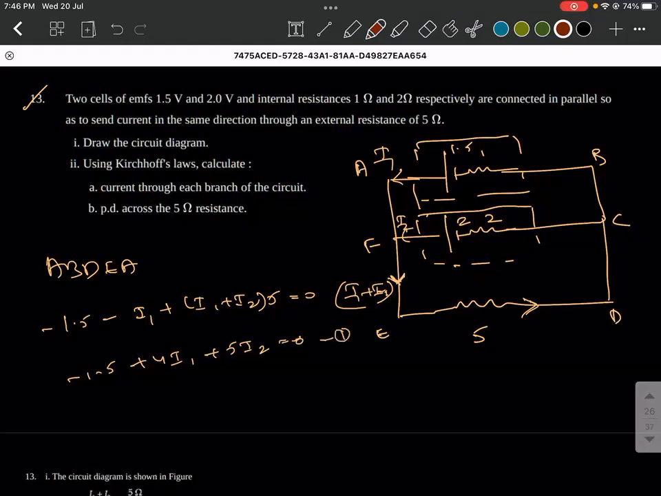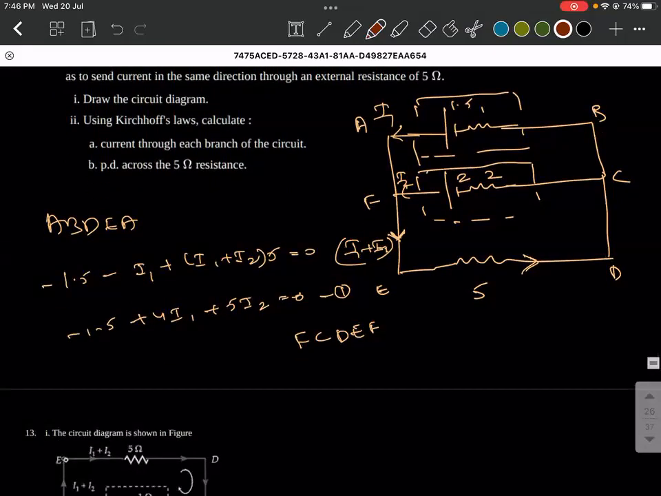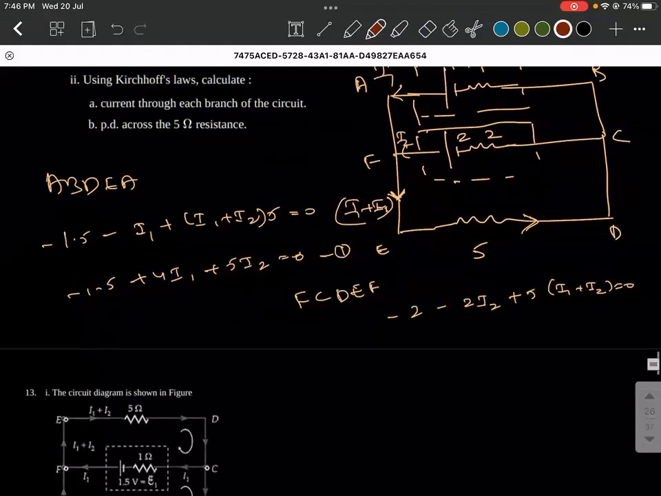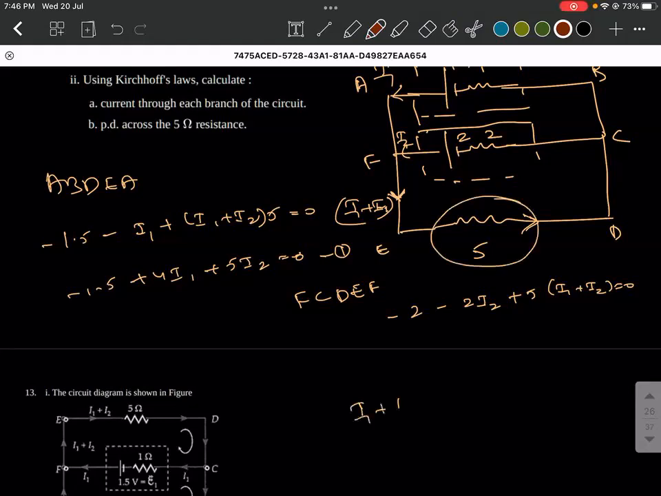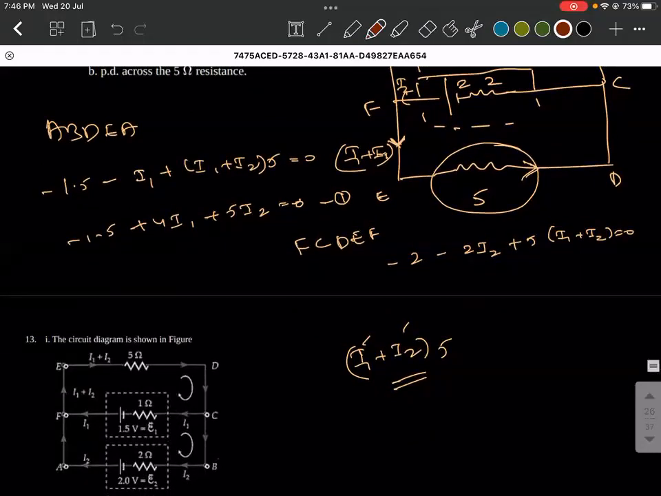So this is a linear equation in two variables. Similarly, if you take the loop F, C, D, E, F, what will you get? Minus 2 minus 2I2 plus 5 into I1 plus I2 is equal to 0. Solve that, you will get another linear equation in I1, I2. So they ask the potential difference across 5 ohm. So I1 plus I2 into 5, multiply. So you need I1, I2, find it out and do it. That part I'm leaving it to you. Is this the equation that you got?